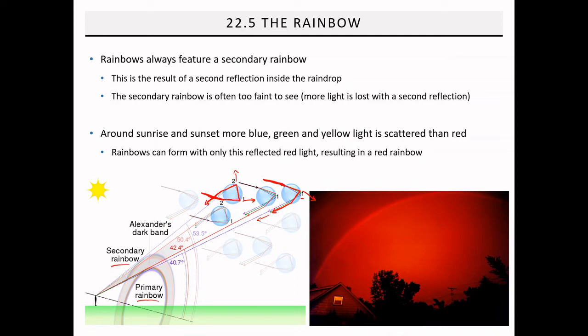Around sunrise and sunset, you may have noticed that the sky is typically more red or orange than it usually is. This is because blue and green and yellow light is scattered more than red light. So interestingly, if you form a rainbow with only this red light, you can get what's called a red rainbow, and that's shown in the picture on the right-hand side.